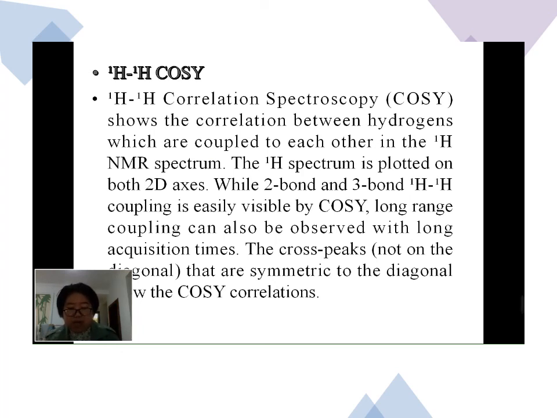In the hydrogen NMR spectrum, the spectrum is plotted on both 2D axes, while 2-bond and 3-bond coupling is easily visible by COSY. Long-range coupling can also be observed with long acquisition times. The cross peaks not on the diagonal, that are symmetric to the diagonal, show COSY correlations.